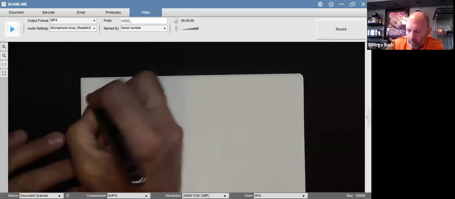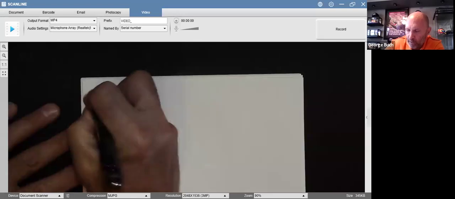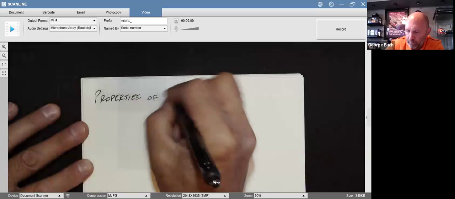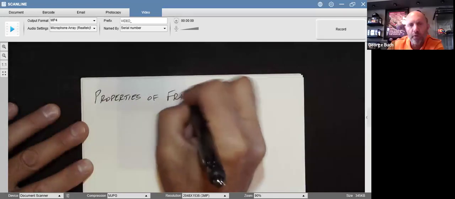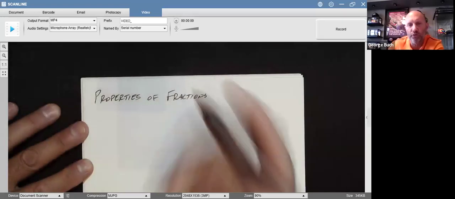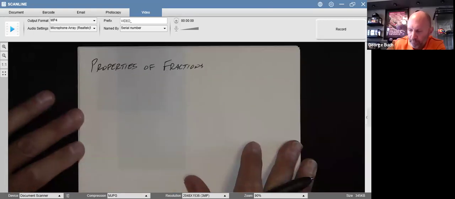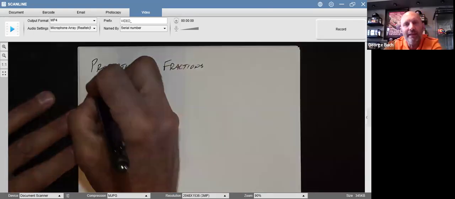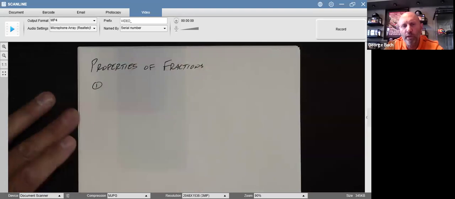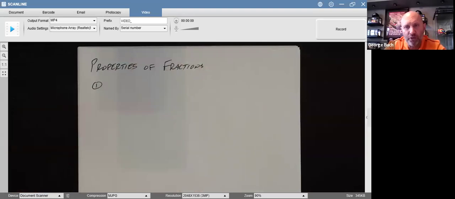Okay, so what we're going to talk about first with the fractions is our properties of fractions. For the most part, this is the arithmetic that we can do with fractions. The easiest type of arithmetic that we can do is multiplication, because there's not really much thinking that has to go into it from our end.